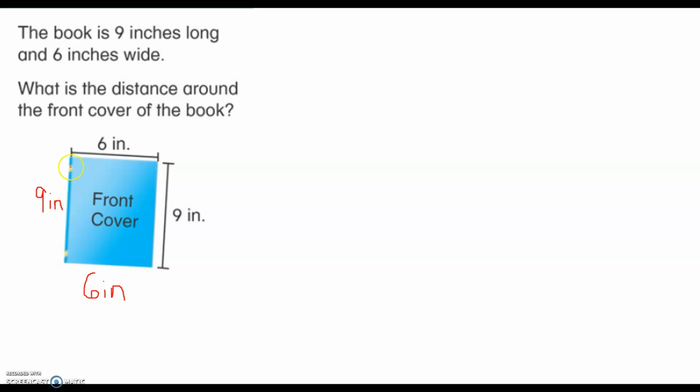Now that we know all the sides, we can add them together because we're trying to find the total distance around the entire book. So we're adding 9 plus 9 plus 6 plus 6. I can use my doubles facts to help me solve this. I know that 9 plus 9 equals 18. I know that 6 plus 6 equals 12.